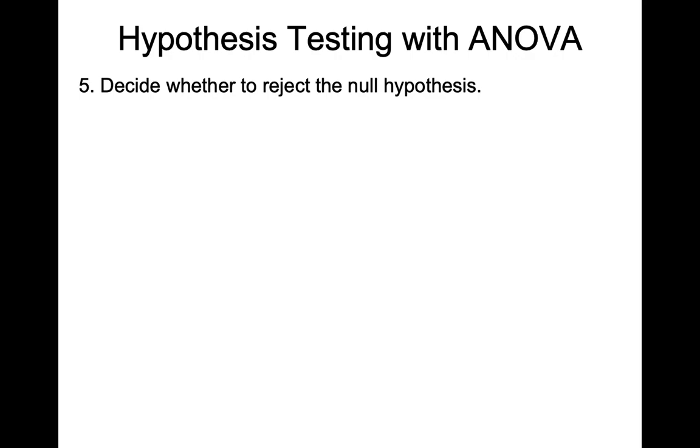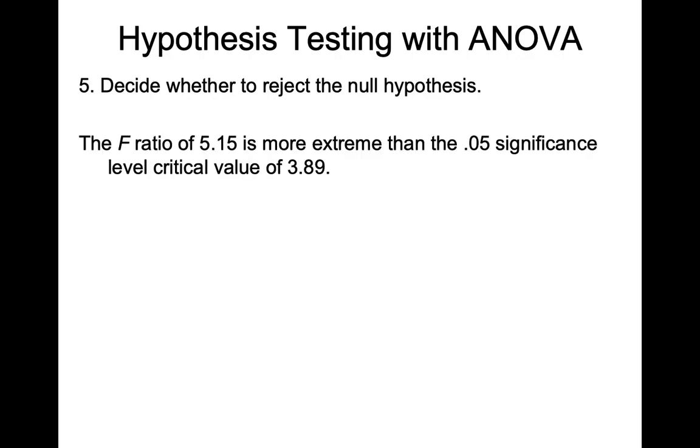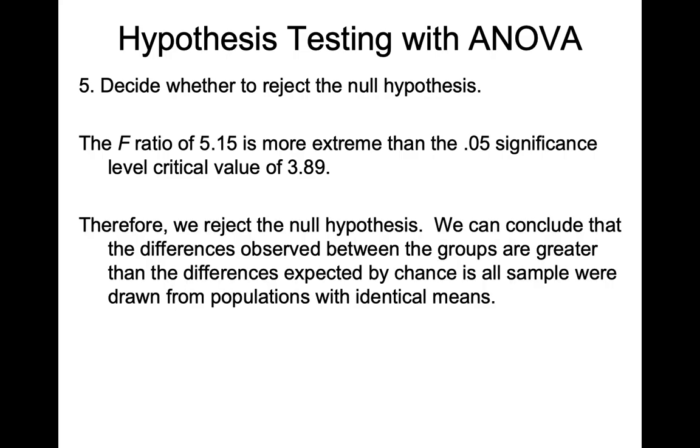Last step, we're going to decide whether to reject the null hypothesis. And in this case, our F ratio of 5.15 is more extreme than our critical value of 3.89. So therefore, we do reject the null hypothesis. We can conclude that the differences observed between the groups are greater than the differences that are expected by chance if all samples were drawn from populations with identical means.